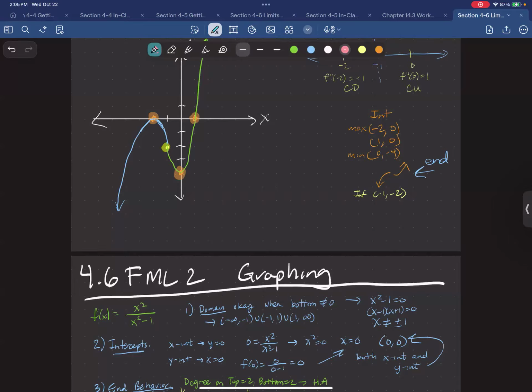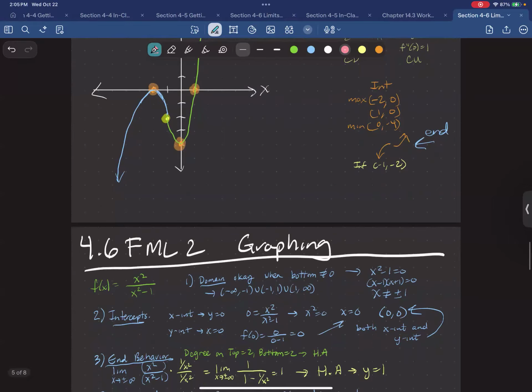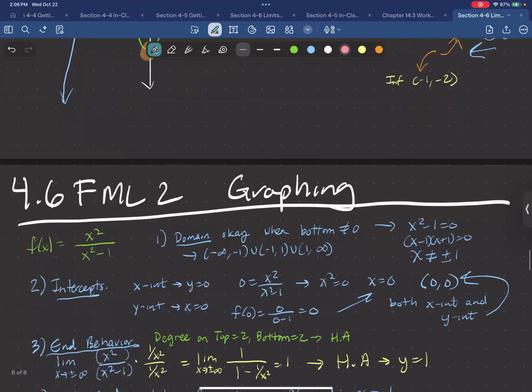Okay? End behavior, we look at the limit as x goes to plus or minus infinity. Since this is a rational function, we want to look at what's happening here. The top and bottom have the same degree. So we're going to have a horizontal asymptote. And so we need to figure out what it is. We can multiply by 1 over x squared on top and bottom, that gives us 1 over 1 minus 1 over x squared. Now it doesn't matter which infinity we plug in, we just get 1 over 1, which is 1. We have a horizontal asymptote of y equals 1.